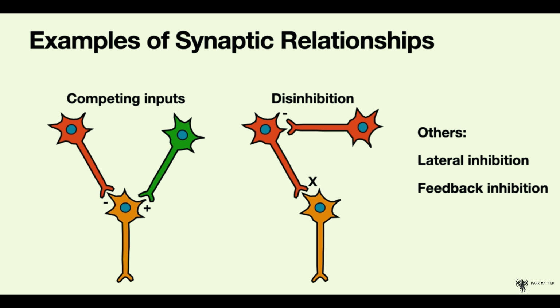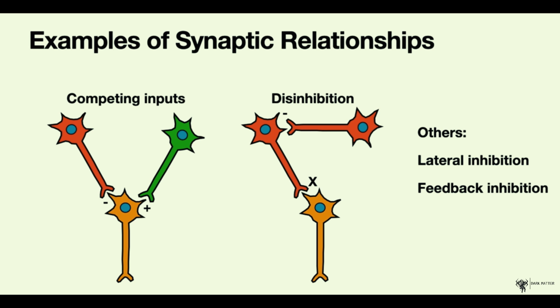In this final slide, I just wanted to show you some different ways in which neurons can link up to each other in order to give you an idea of how complex these connections may be. So first, this is an example on the left of competing inputs, and it happens when there is a neuron that is contacted by an excitatory neuron and an inhibitory neuron.